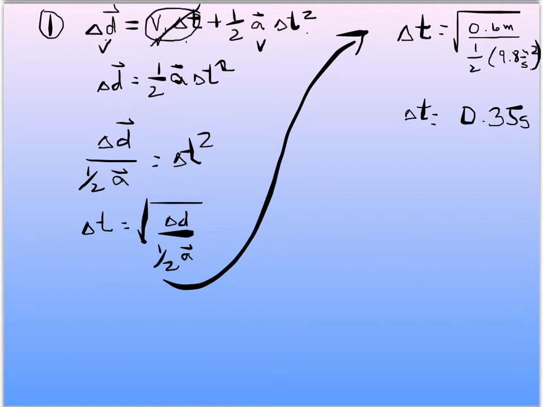It rounds to 0.35. My suggestion would be that you take that and you don't round it. You write it as 0.35 if you want, but store the figure in memory as 0.3499, whatever you get, and use that unrounded figure in your calculations, and round at the end. That would be my advice to you. So delta T equals 0.35 seconds. This is the first part of the question we're asked to find.